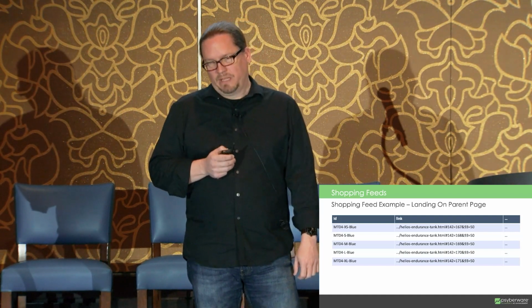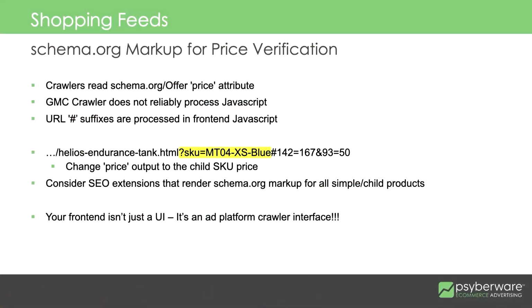Since that basically just runs in JavaScript on the front end, though, it causes some problems. Google Merchant Center doesn't really process JavaScript when it parses the prices off the page. So it creates a situation where we need to do some more complicated things to make it so the web crawlers can get the product prices on the simple products.